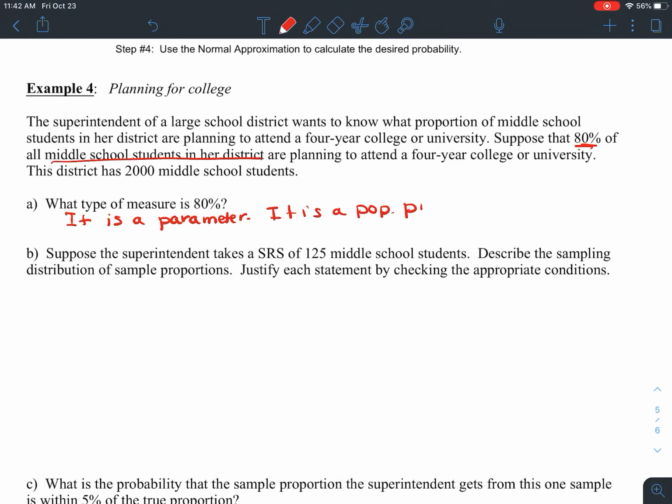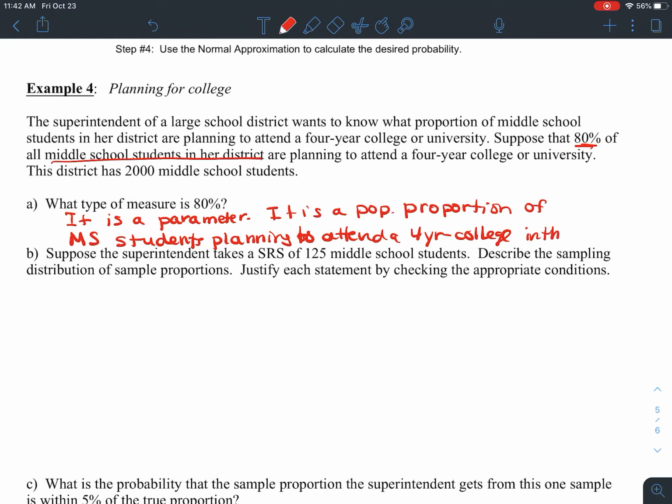Okay. And we're going to say it is a population proportion, to be specific here, of middle school students planning to attend a 4-year college in this district. Okay, and so I'm going to label that with a P, not a P hat.